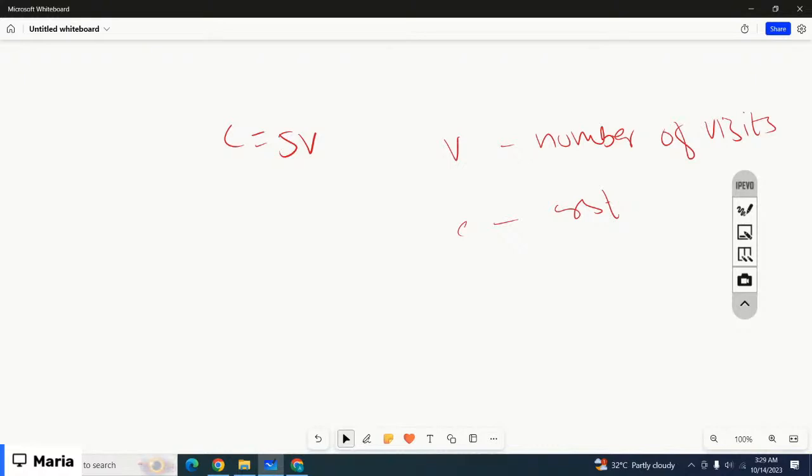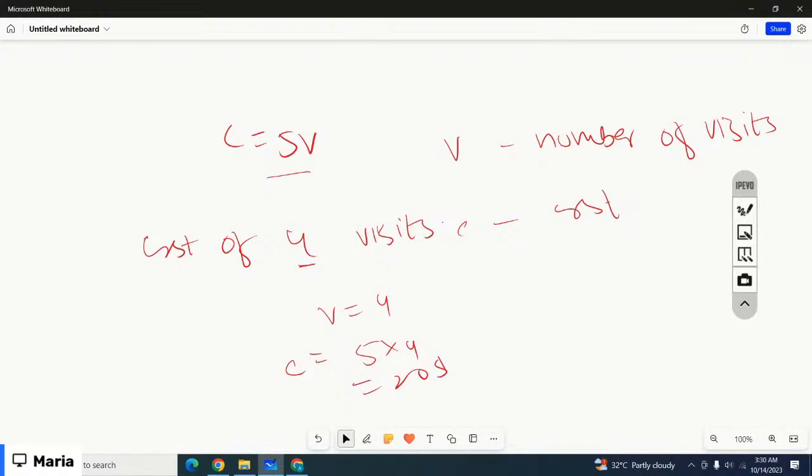So how can you evaluate this equation for a member of the art museum? What is the total cost of 4 visits? You have to calculate the cost of 4 visits. A member has 4 visits, that means V equals 4. Just put V equals 4 in the equation. That is C equals 5 times 4, which is $20. The cost of 4 visits to the art museum is $20. Got it?